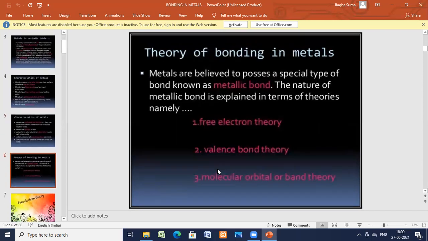Now, let us see the bonding in metals. Metals are believed to possess a special type of bond known as the metallic bond. The nature of the metallic bond can be explained in terms of theories. One is the free electron theory, the second is the valence bond theory, and the third is the molecular orbital theory.